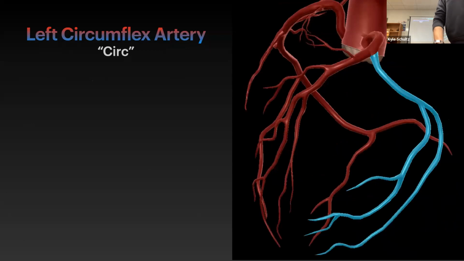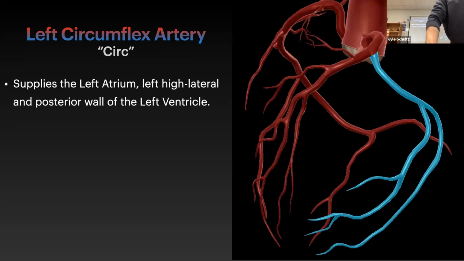Then we're going to get into the circumflex artery, or the circ. This is the other branch off the left main. And the name kind of says it all, the circumflex, because it circumvents, wraps around the backside of the heart. It supplies that left atrium, part of the back of it, and the high lateral and posterior wall of the left ventricle. So for my medics that know their 12 leads, what leads are typically going to be the ones that show the ST segment elevation if you have an occlusion of your circumflex artery?